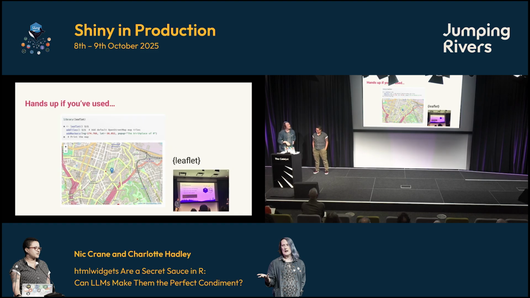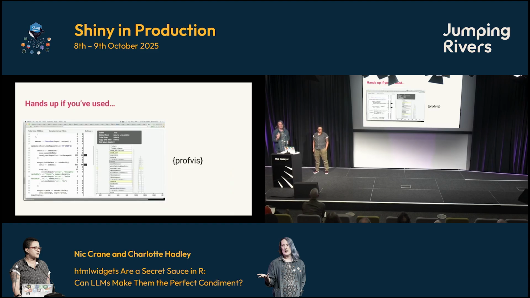Hands up if, like Kia and Ewan, you've made use of Leaflet. Wonderful. And if you're Shiny in production, maybe you don't care about nice tables or maps, but you do care about performant code. So hands up if you've used profvis. profvis is an HTML widget. I did not know that before. Right? It's amazing. reactlog is also an HTML widget, so I prefer that.